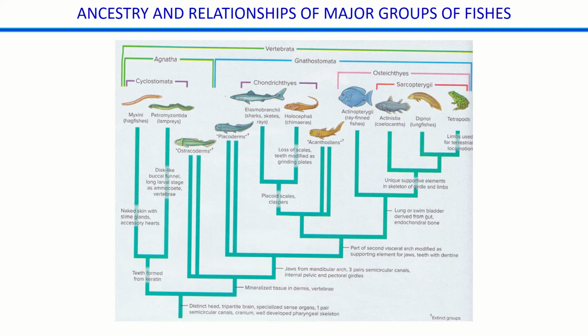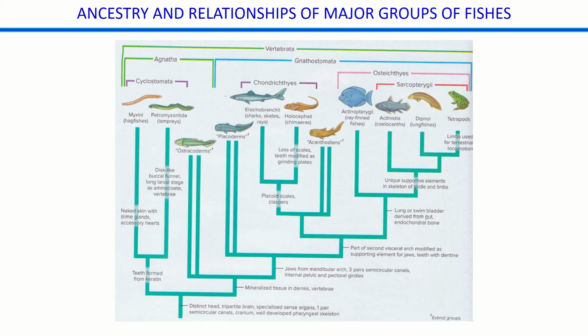Then the chondrichthyes, why don't we have fossils of chondrichthyes? They are made up of cartilage. Elasmobranchii, which is the sharks, skates, and rays. Holocephali, or the chimaeras, which are the monsters. Look at the tails. Acanthodians, don't worry, I don't care about those.